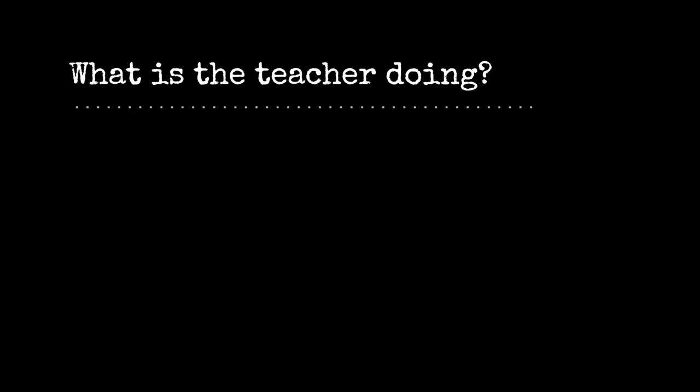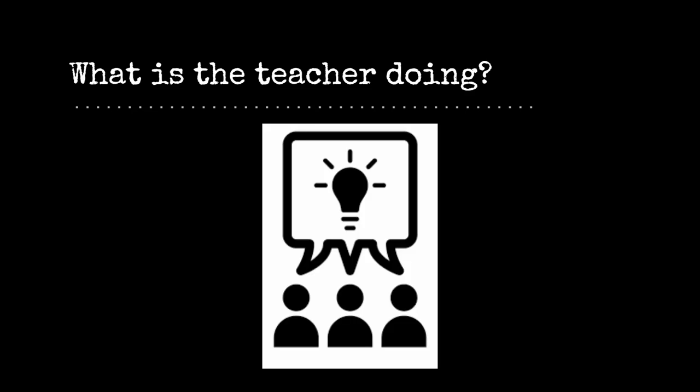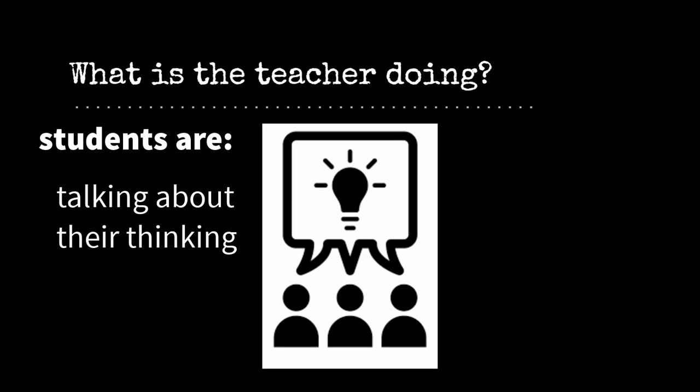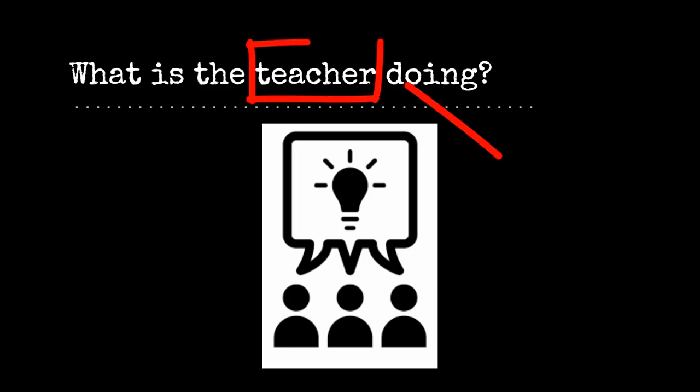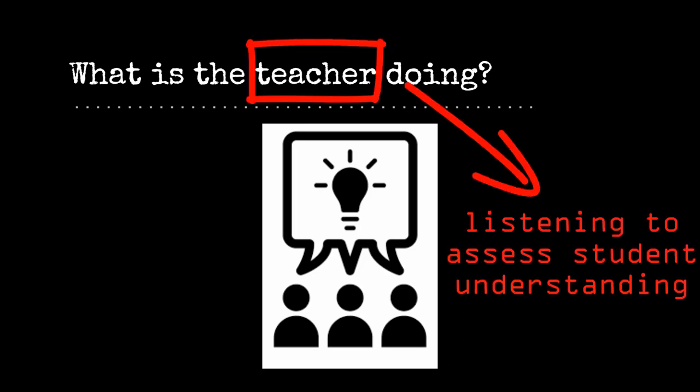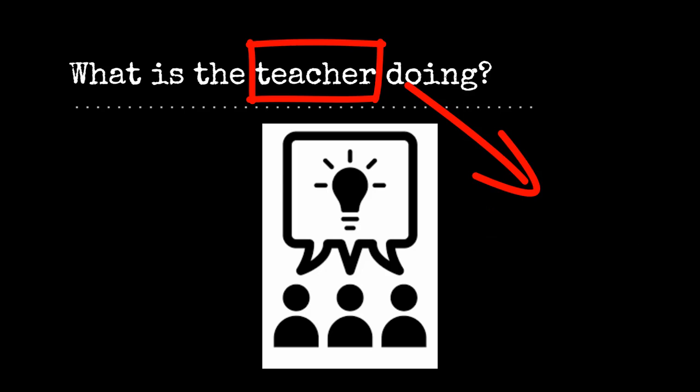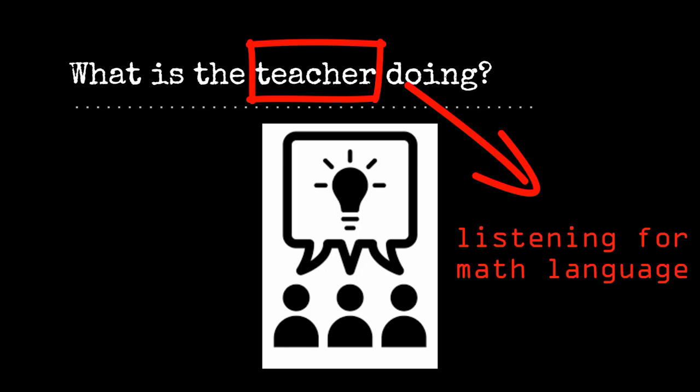So what's the teacher doing while students are working together in a concept circle? Because students are in small groups, they are talking to each other about their thinking, they're actively listening to each other, they might be agreeing or disagreeing, and we're listening to see what our students understand, what they understand deeply, what their emerging understandings are, and what their misconceptions might be. We're also listening for math language that might be coming out of these discussions.